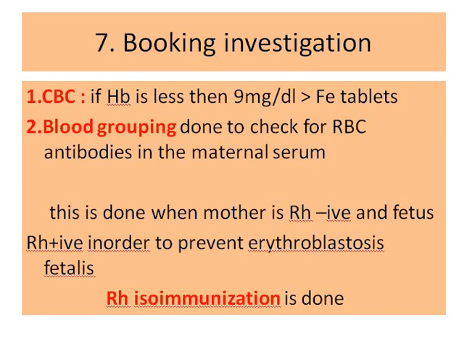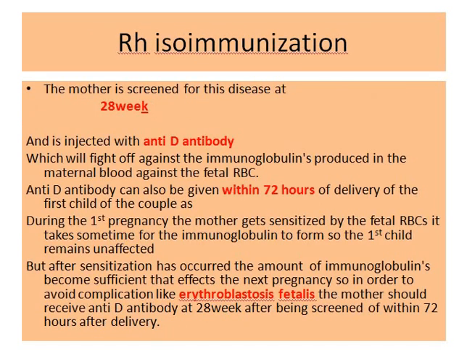Then we do blood grouping in order to know if the mother is Rh negative and the baby is Rh positive. This can result in serious complications such as erythroblastosis fetalis. So in order to overcome such a problem, we give the anti-D antibody at the 28th week and within 72 hours of delivery, in order to prevent sensitization of the mother, which can help in subsequent pregnancies.